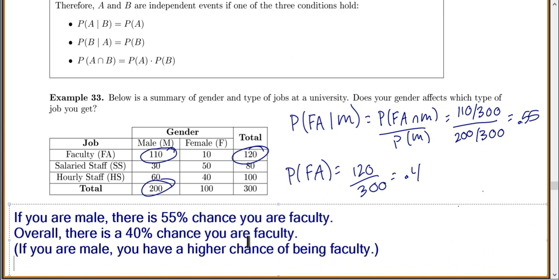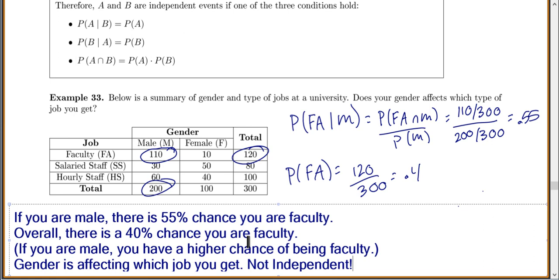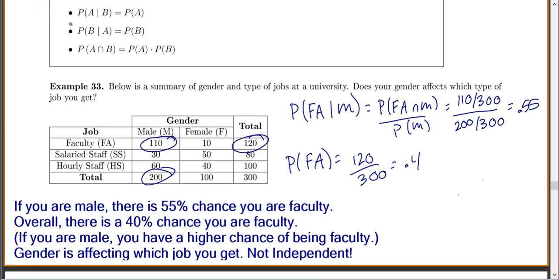Okay, so does this sound like they'd be independent, not affecting each other? No, this sounds like gender is affecting, instead of faculty we'll say which job. Okay, so they would be not independent. Now, I say gender is affecting job. Technically, we would just be saying they affect each other, but logically, you're not going to change your gender based on which job you get, so it must be your gender affecting the job. Okay, so these are, again, not independent.